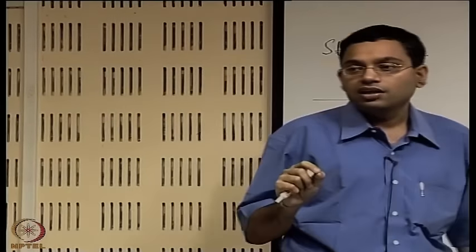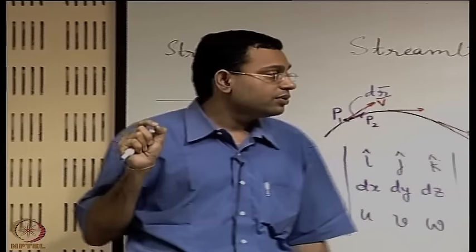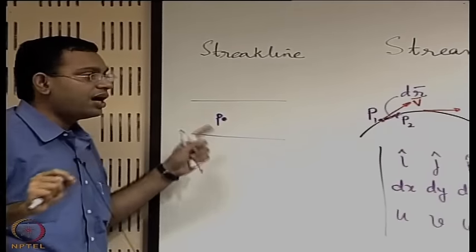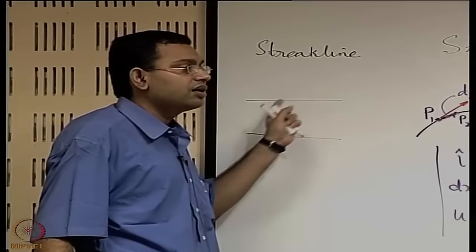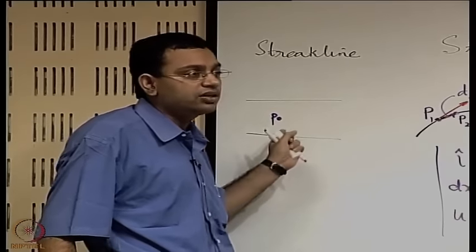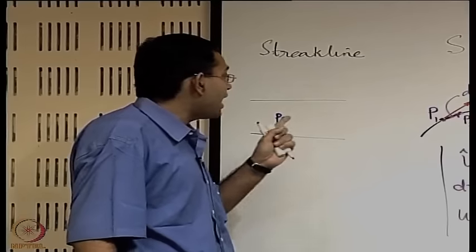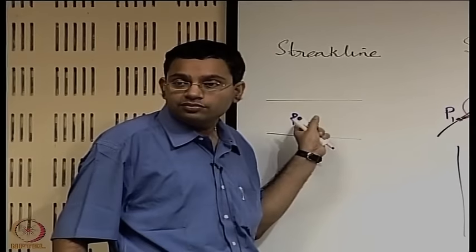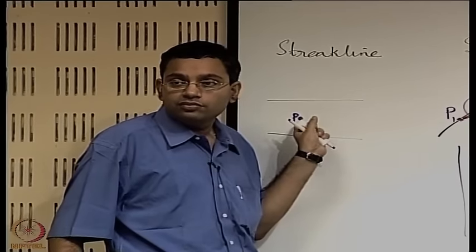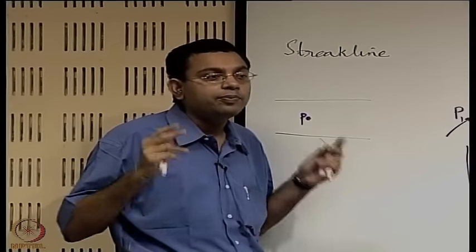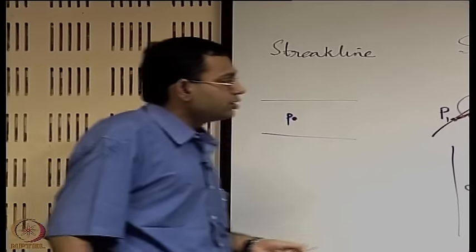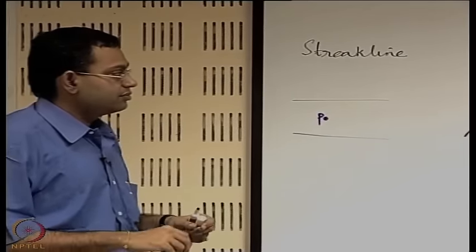So what is a streak line? A streak line is the locus of all fluid particles which at some prior instant of time had all passed through a common point. Mathematically we stop here, but physically we understand that that common point is the point of dye injection. Okay. So that is called a streak line.